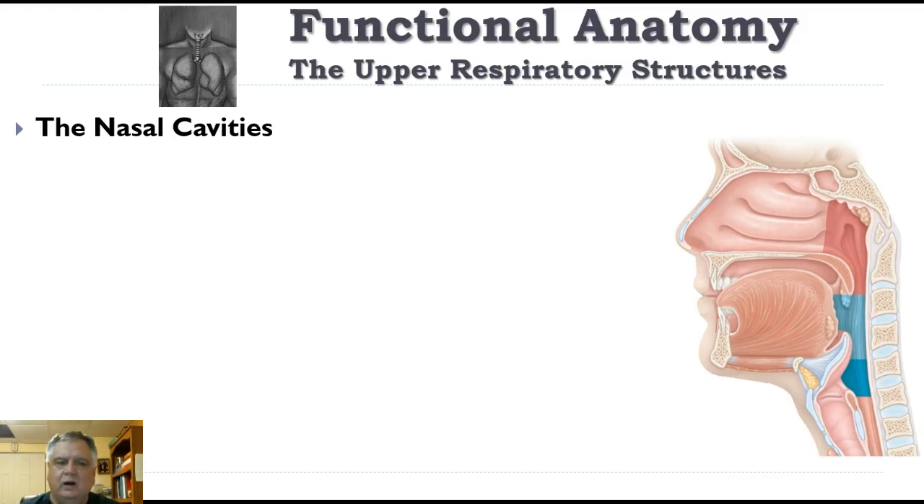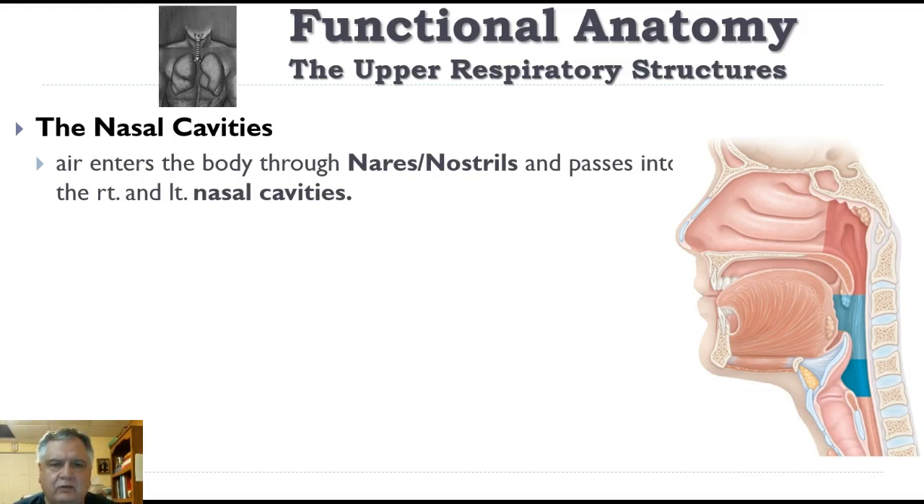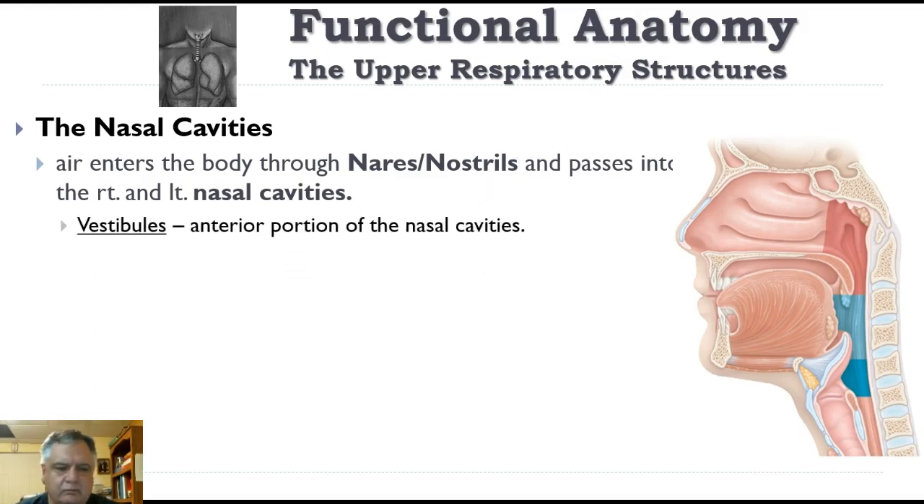Let's take a look at the upper respiratory structures first, and we'll begin at the nose with the nasal cavities. So air is going to enter the body through the nares or the nostrils, and it's going to pass then into the right and left nasal cavities. So the inside of the nose, the nasal cavities.